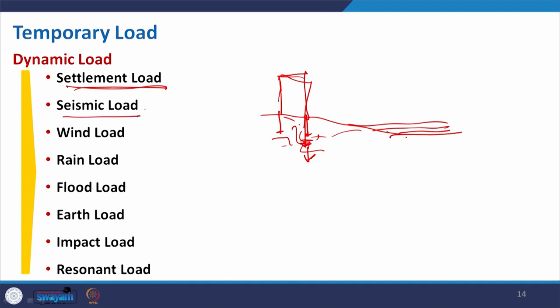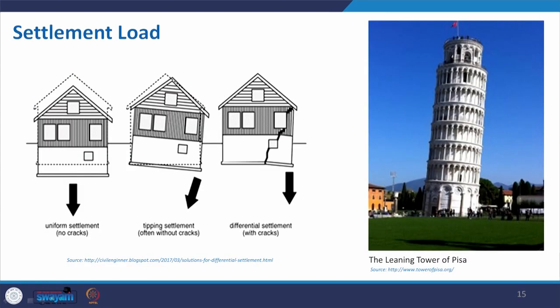Then seismic load due to earthquake, wind load due to wind, rain load, flood load, then earth load. Earth load is basically the lateral soil pressure. Okay. Impact load, all of a sudden load, and resonant load will create resonance. So, let us see one by one. So, this is the settlement load.